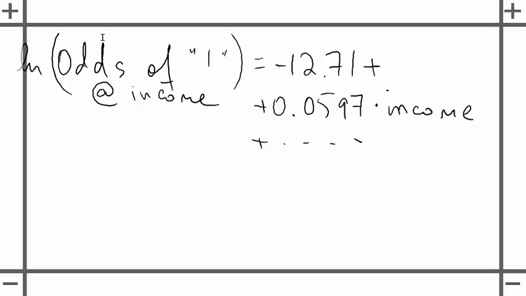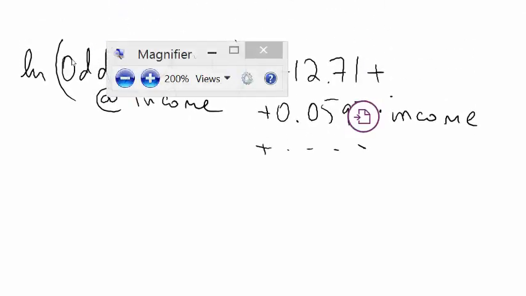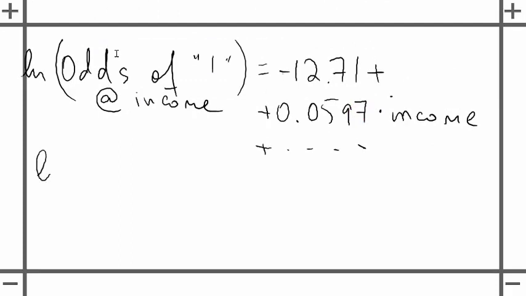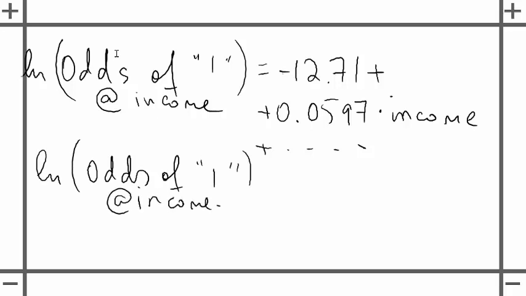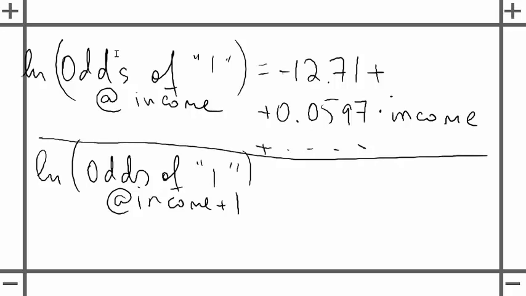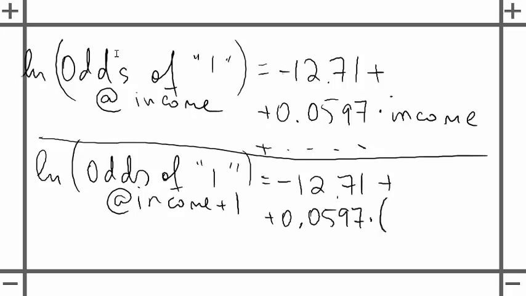Let me go ahead and calculate the new odds, okay? So, natural log of odds of 1 at income plus 1. So in other words, I'm getting a raise, right? I'm getting a $1,000 raise. Great. And everything else is the same, right? Nothing changed. So I still have minus 12.71 plus, and now I have 0.0597 times, this time around, income plus 1, right? Plus dot dot, everything else is the same, right?